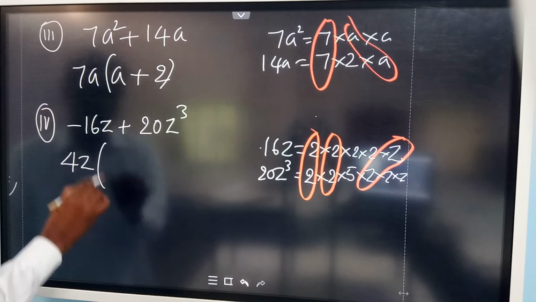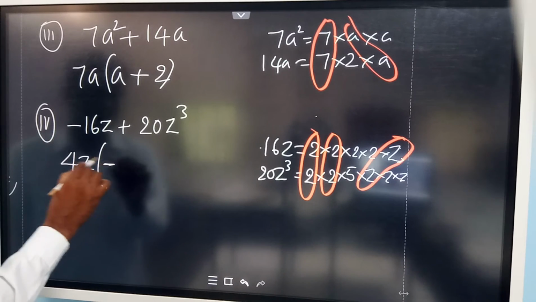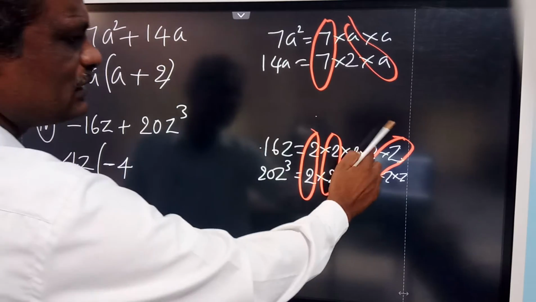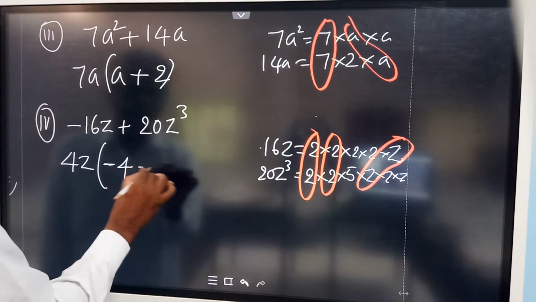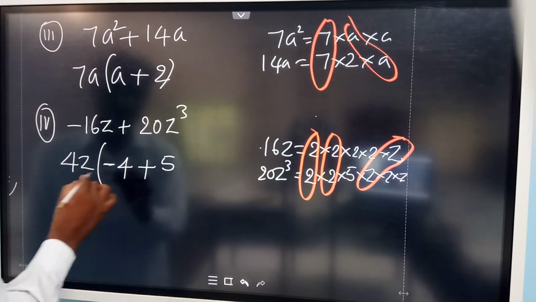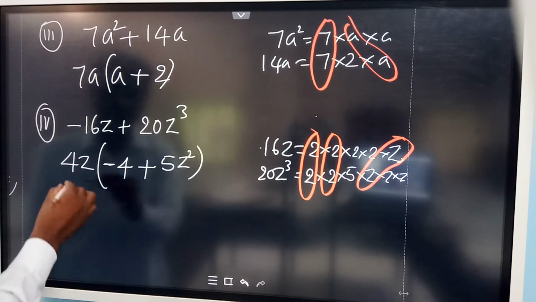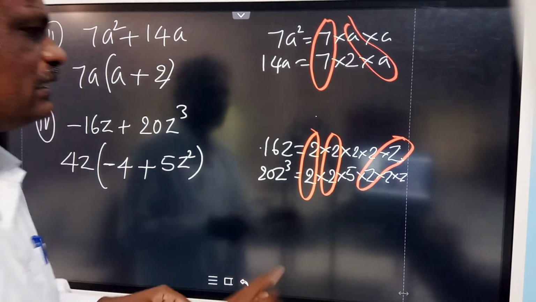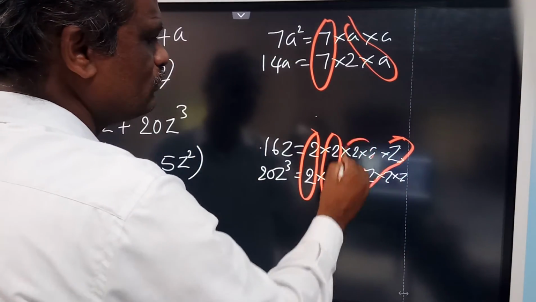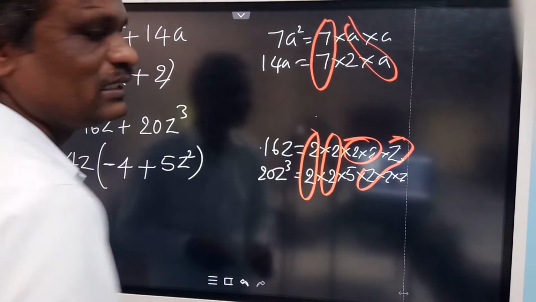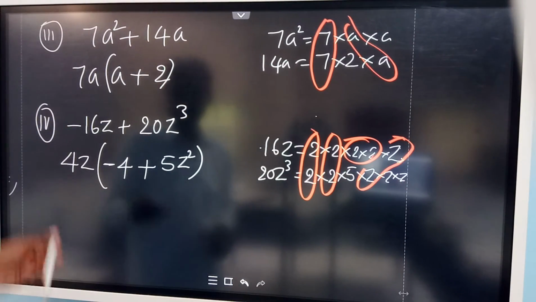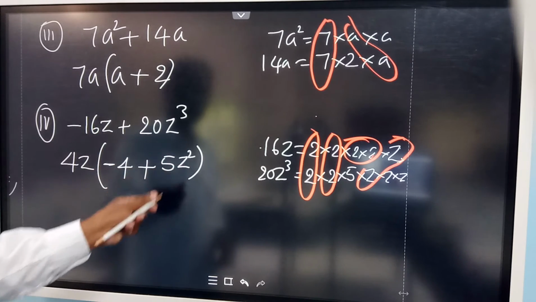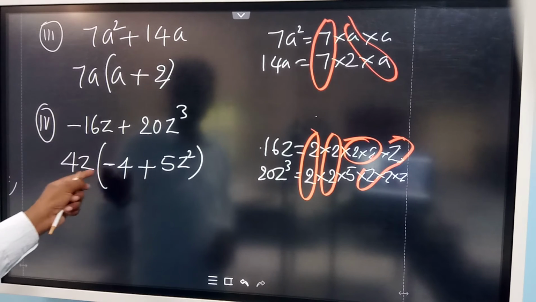If you take 4z common, the first term will be with a minus sign, minus 4. Only 4 will be left. In the second term, 4 into 5, and z square will remain, since you are taking one z out of z cubed. So 4z common, here 4 will remain, here 5z square will remain. Multiply this one, you will get the same.